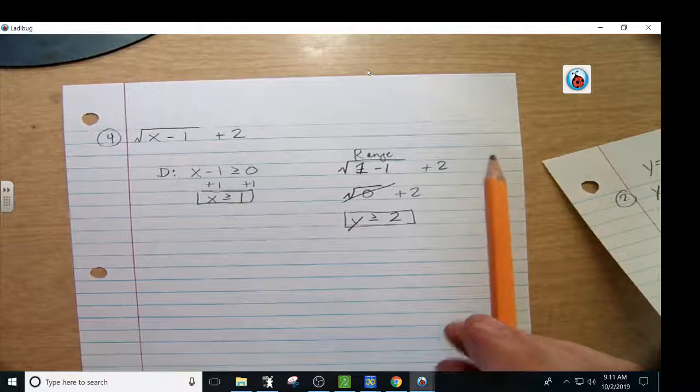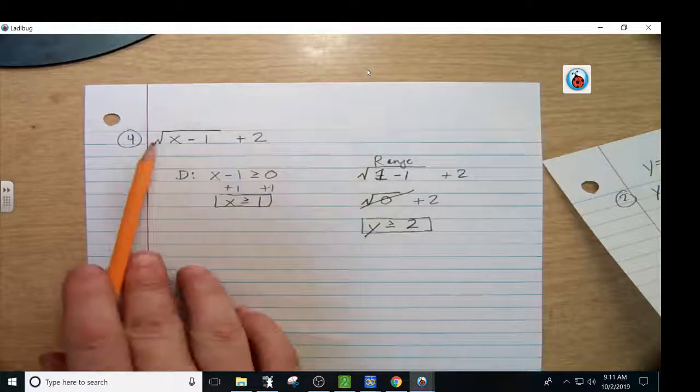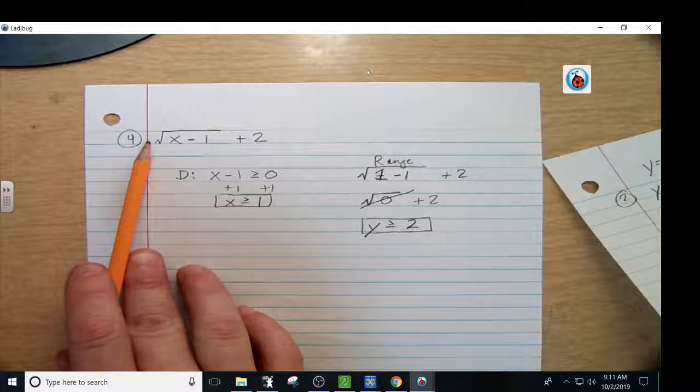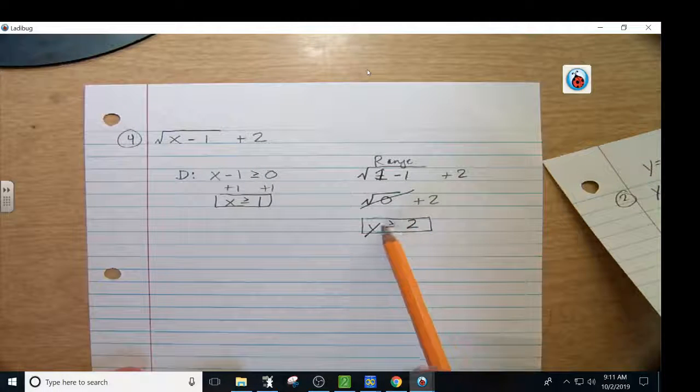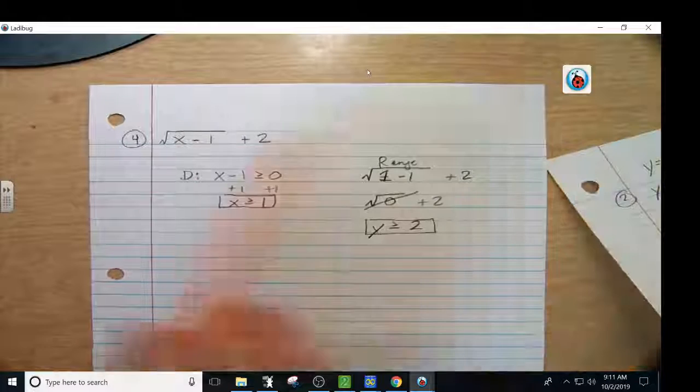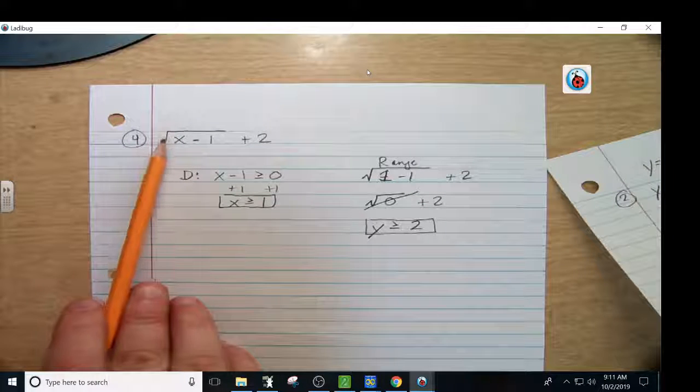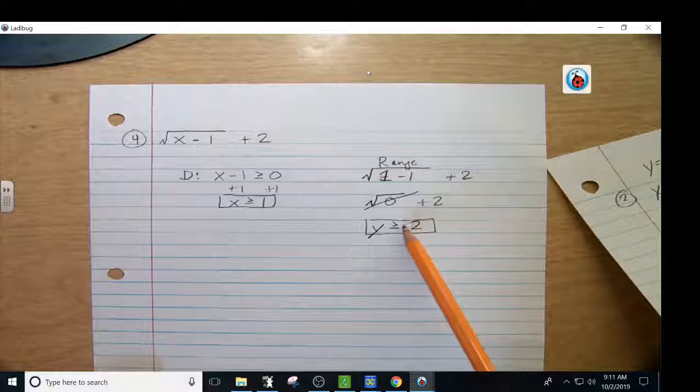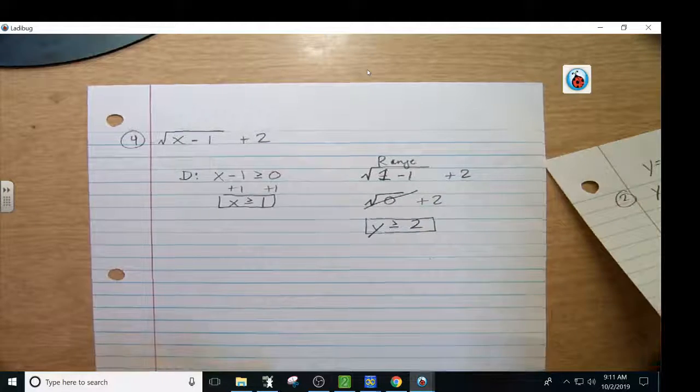The only time it's going to be different, say up here, is if that was a negative in front of that whole thing, then this would switch to the other direction. Does everybody see that? If that had a negative here, this would switch to less than or equal to.